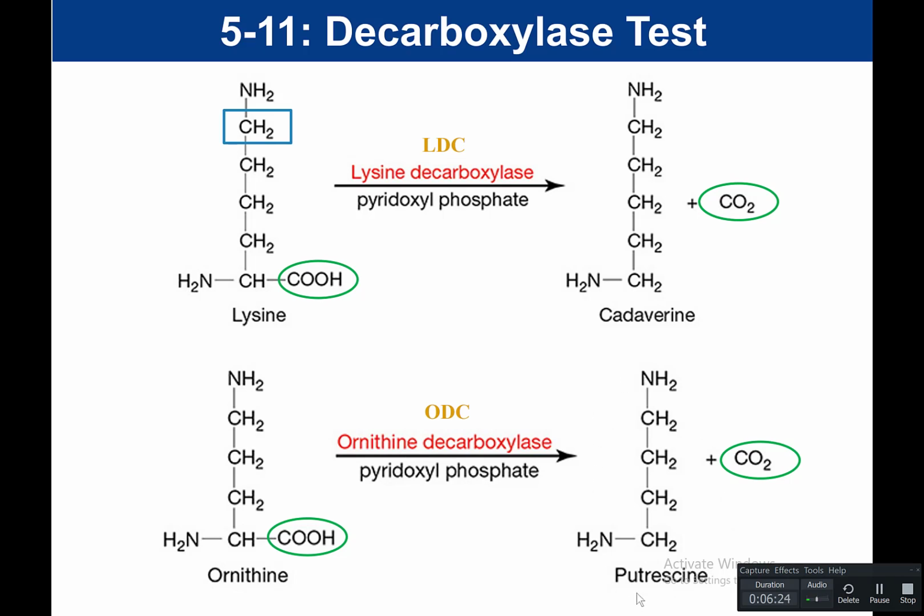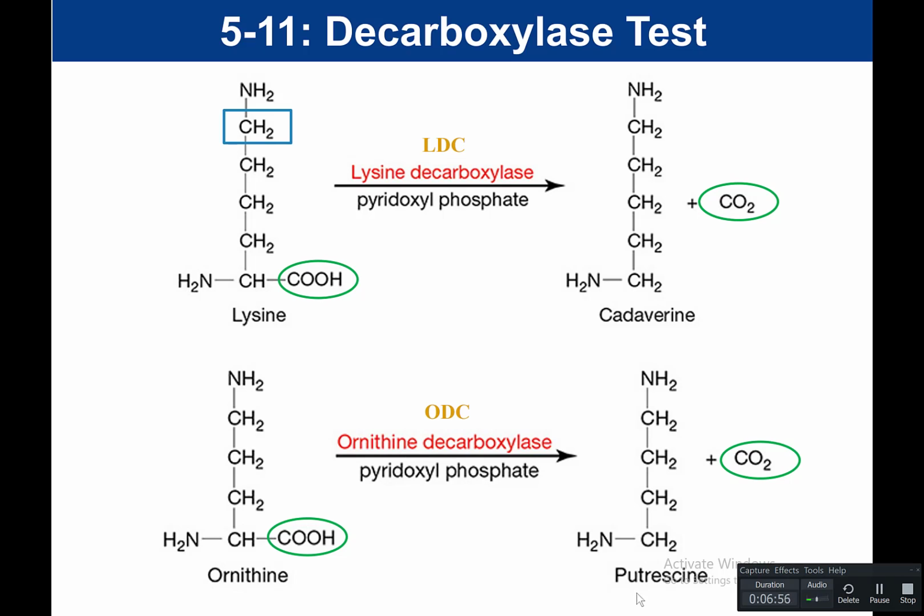So putrescine, think again, putrid smell. It's a very foul smelling diamine. So when you're studying this, you do need to know which substrate goes with which product. Lysine goes with cadaverine, ornithine goes with putrescine. For me, the way that I remember which one goes with which, O and P are closer in the alphabet, so O and P go together. So ornithine goes with putrescine, lysine goes with cadaverine.